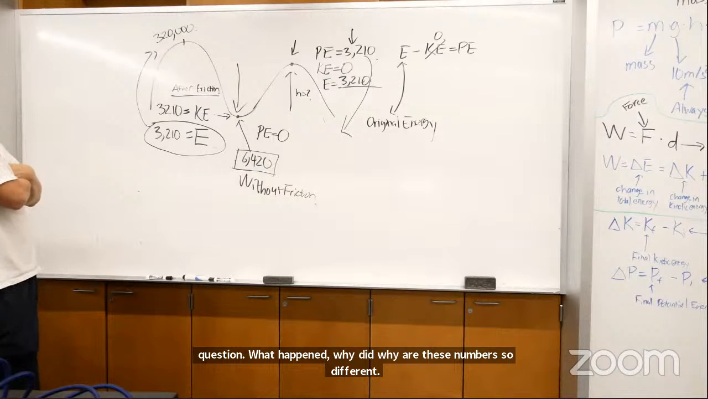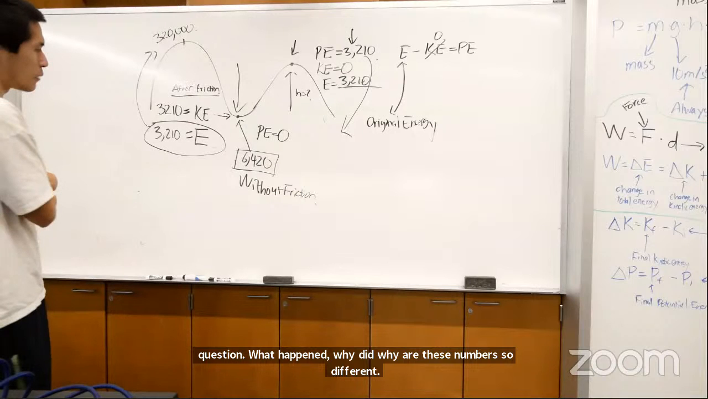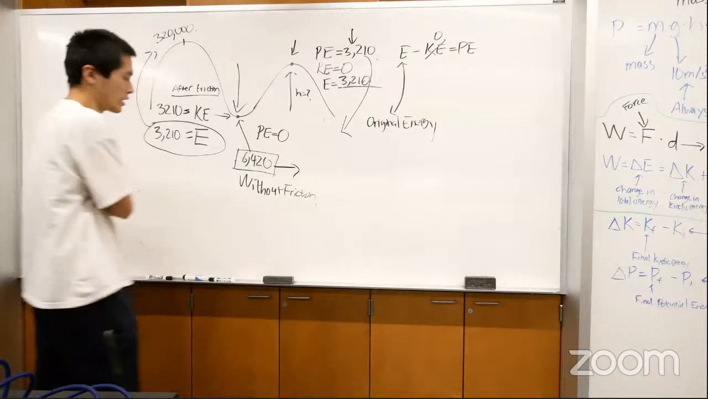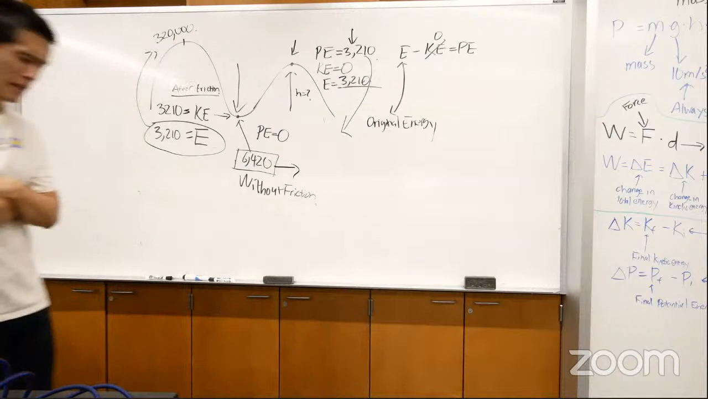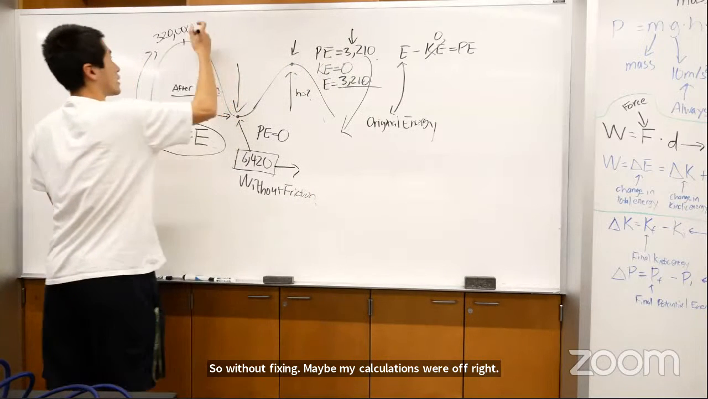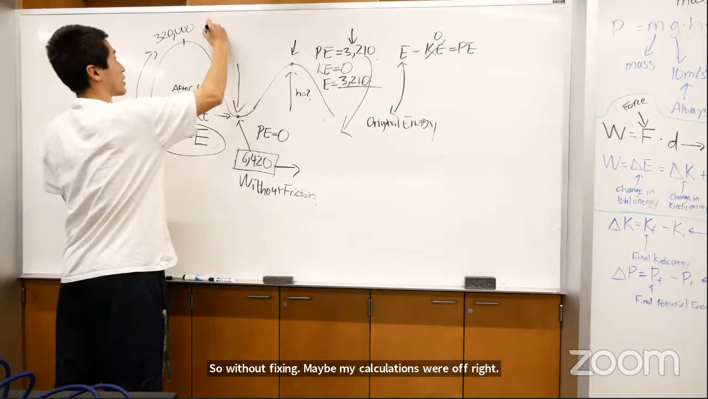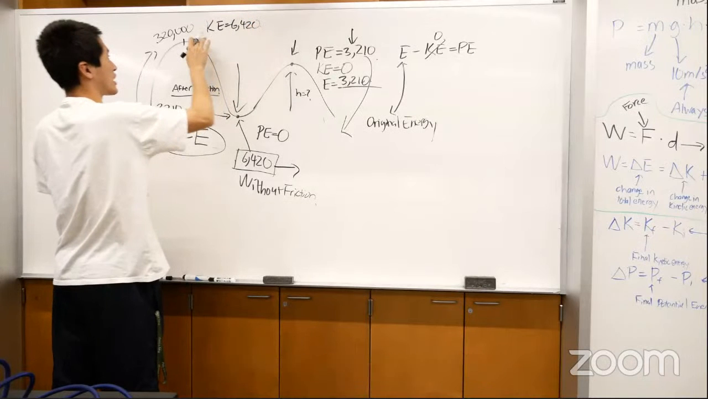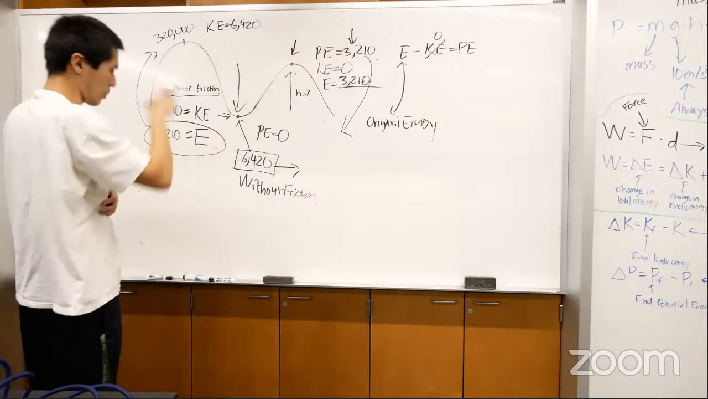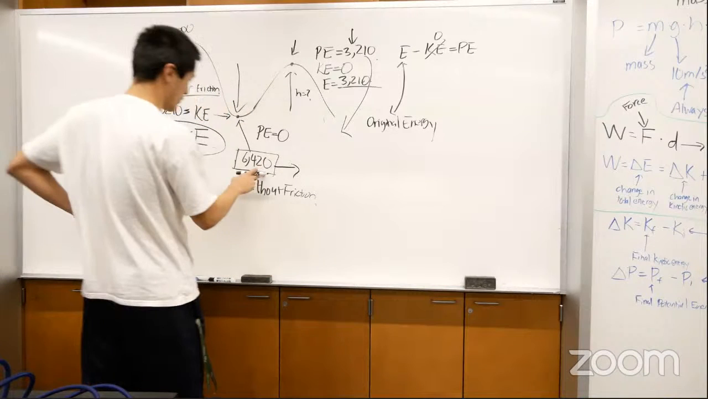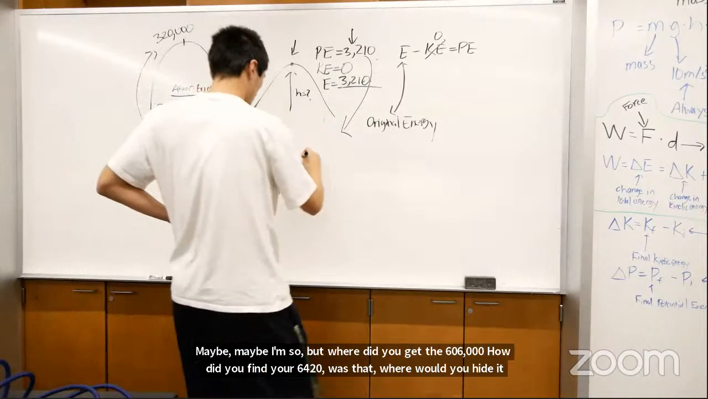So without friction, maybe my calculations were off, right? Maybe. So where did you get this 6,000? How did you find your 6,420? Where did you get that? I got it from kinetic energy. This at the top here. Is that what you're saying? The top of kinetic energy here is 6,420? No, at the bottom. We're going at the bottom of the hill. Okay. So where did you get this number from? How did you calculate that?